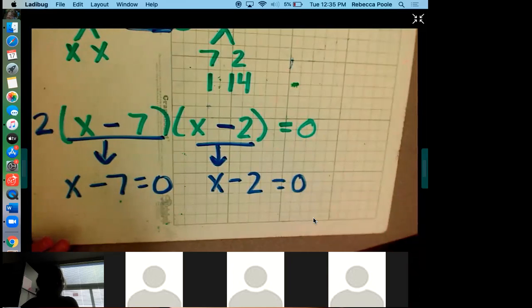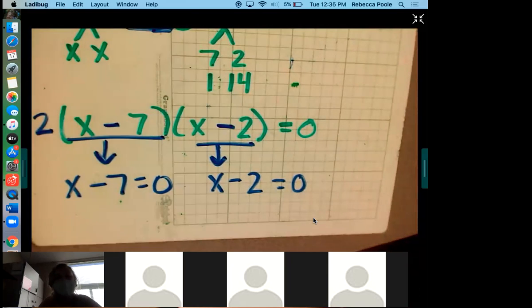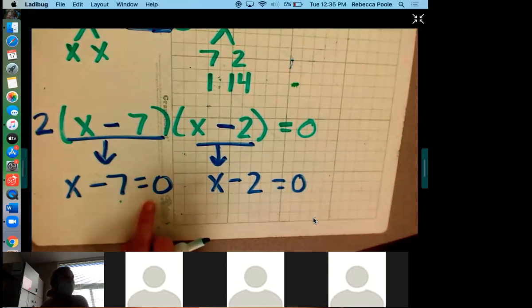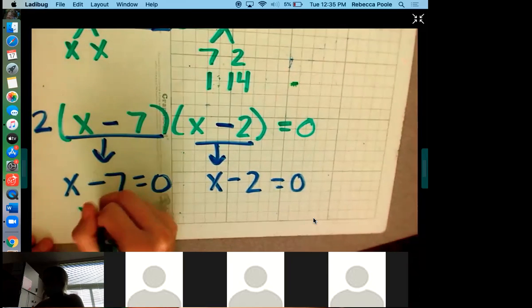I'm gonna make you go back over there. I want to help you, but you gotta be writing and be with me. All right, what's x minus 7 equals 0? If I solve for x, I would add 7. So what's 0 plus 7? 7. Good. So x equals 7.